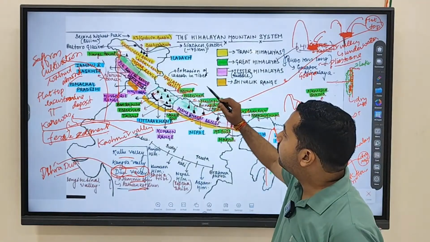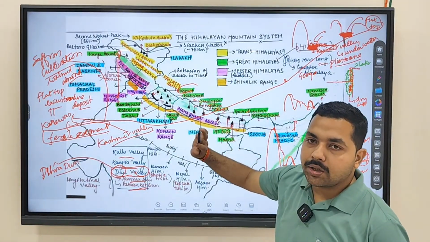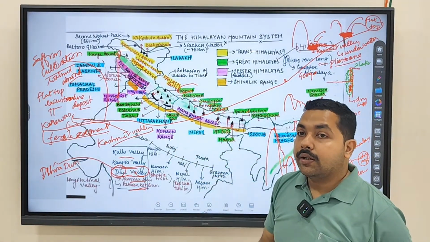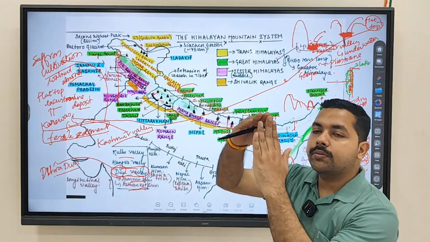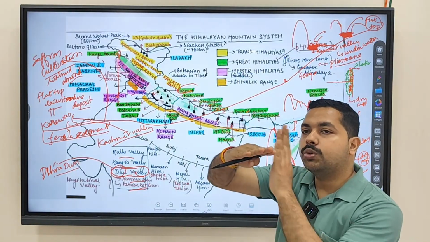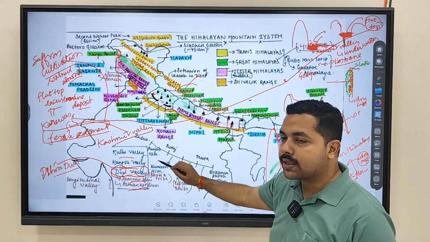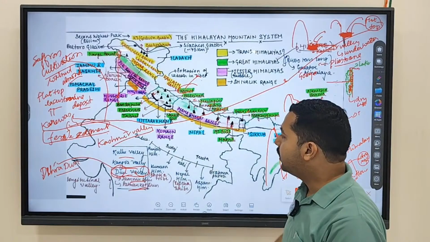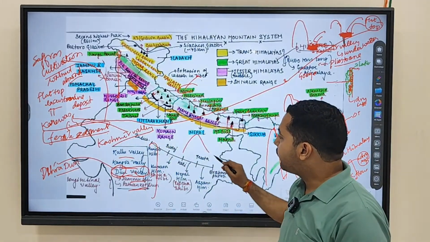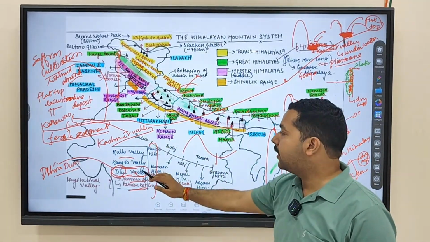As we discussed, Himalayas are which type of folding? Symmetrical or asymmetrical? They are asymmetrical folding. That's why they are more steeper on the Indian side. They are more gradual on which side? On the Tibetan side. So on this side they are gradual, on this side they are more steeper in nature. They contain lot of valleys because of anticline and syncline.